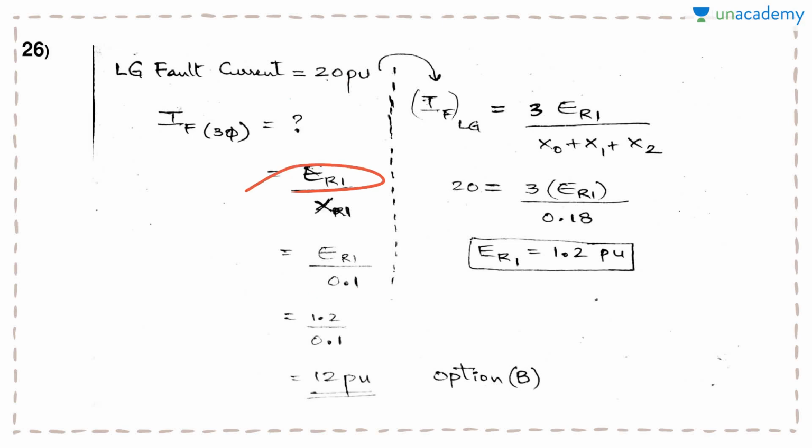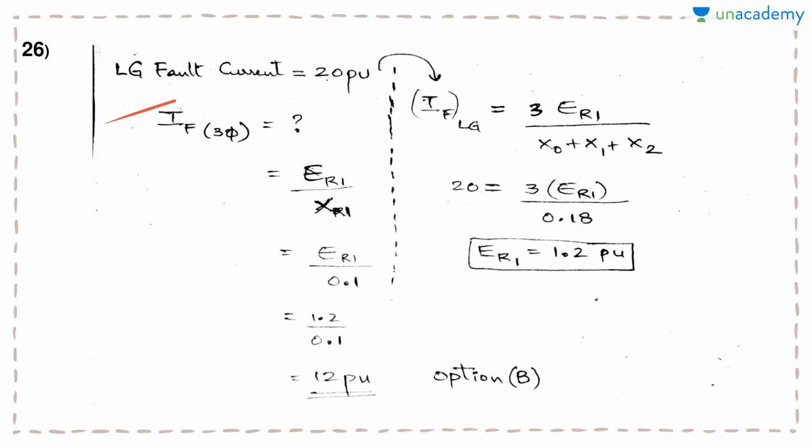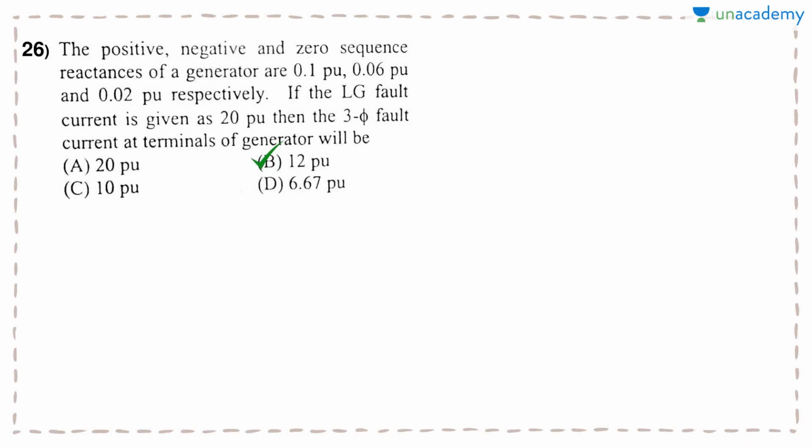To find this ER1, we are going to use the LG fault current value. So what is the fault current of LG? It is nothing but 3 ER1 divided by X0 plus X1 plus X2. Now X0 is given, X1 is given, and also X2 is given. Substituting these values, we get ER1 equals 1.2 per unit. If we substitute this in this equation, we will get the three-phase fault current as 12 per unit. That is option B, 12 per unit.